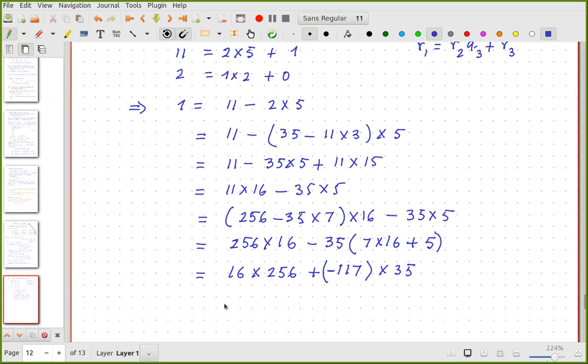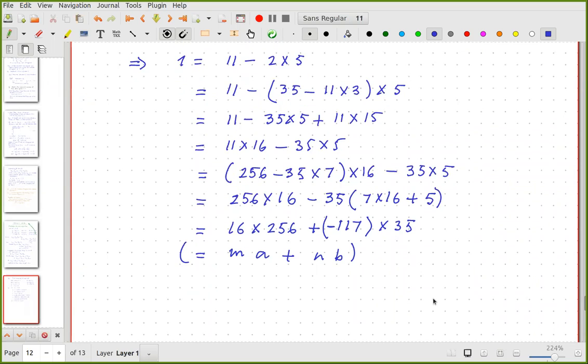So what we have is just this, that this is my M A plus N B. That is the way we wanted to write. And so M is 16. So 16 times 256 plus minus 117 times 35 is 1. So that's the GCD. We have written GCD in that form. And now finding the inverse is completely trivial. So let's write this.